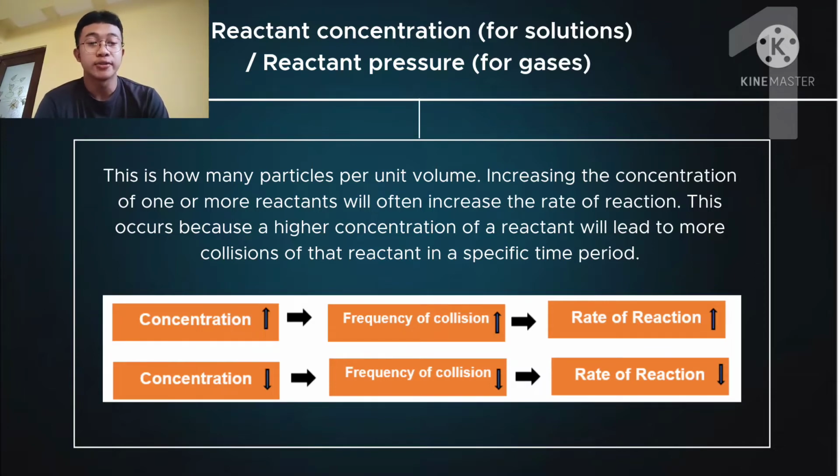Reactant concentration, this is for solutions, and reactant pressure para sa gases. This is how many particles there are per unit volume. Increasing the concentration of one or more reactants will often increase the rate of reaction. This occurs because a higher concentration of a reactant will lead to more collisions of that reactant in a specific time period. So, pag mas mataas daw ang concentration ng particles, mas maraming collisions ang mangyayari. Ito yung sa number 2 kanina, yung frequency of the collisions. Kapag mas mataas ang frequency of collisions, mas mataas ang rate ng reaction.